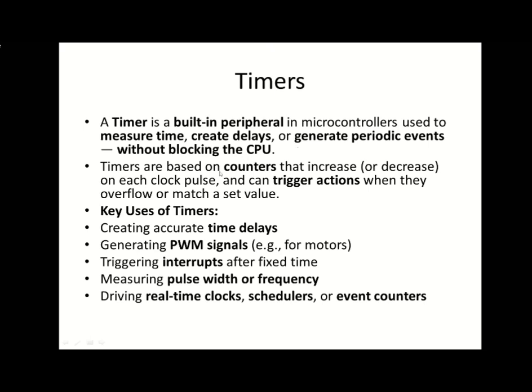Timers are based on counters that increase or decrease on each clock pulse and can trigger actions when they overflow or match a set value. Key uses of timers: creating accurate time delays, generating PWM signals, for example for motors, triggering interrupts at a fixed time, measuring pulse width or frequency, driving real-time clocks, schedulers, or event counters.